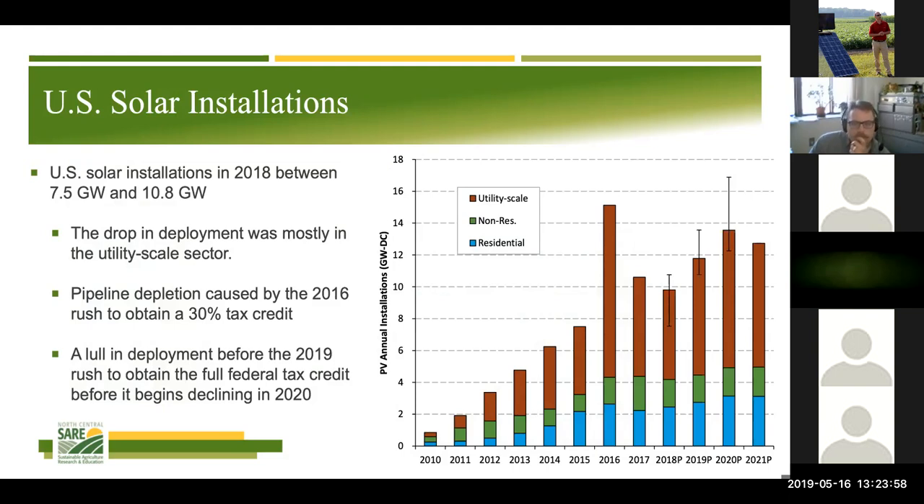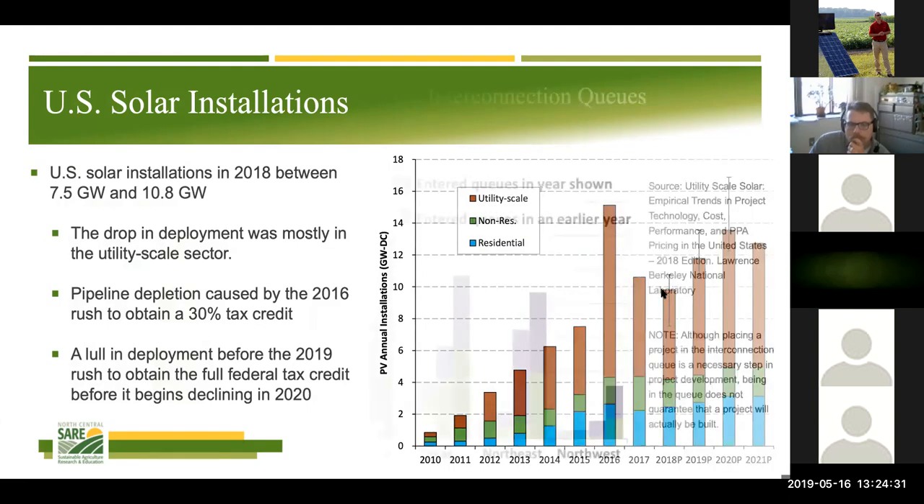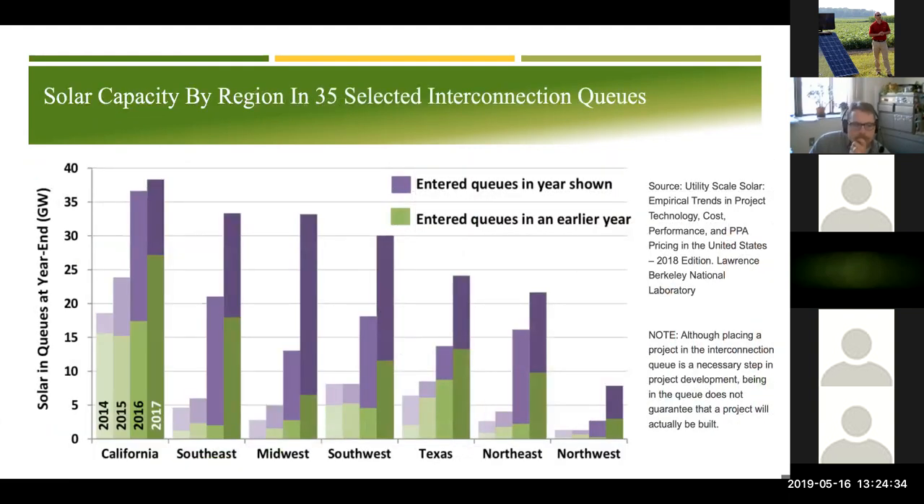You can see both utility scale in red, non-residential, so this would be business, and blue is residential. You can see that the bulk of the installations recently have been utility scale solar projects. I believe in 2018, 68% of the installation were utility scale. Now this spike in 2016, we talked about earlier, a lot of that was driven by the investment tax credits that were set to expire at the end of that year. But you can see utility scale projects have historically been a big part of these types of systems.